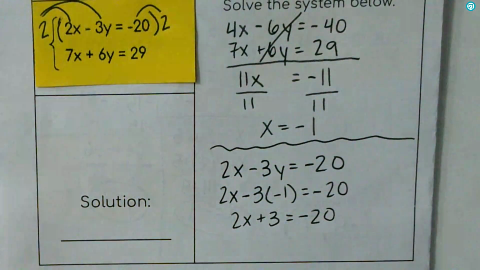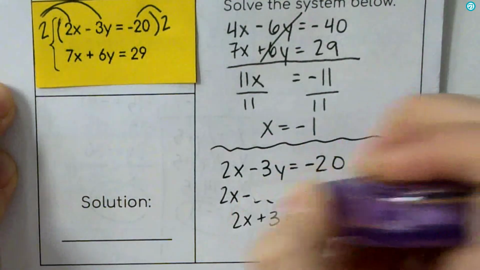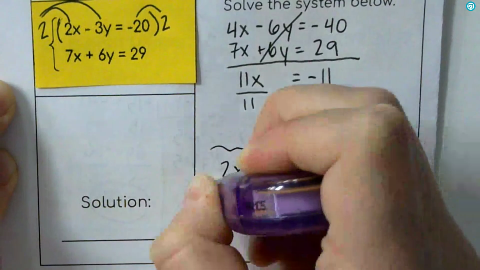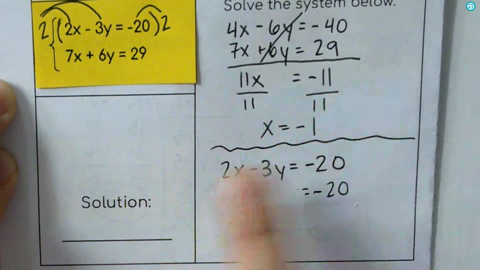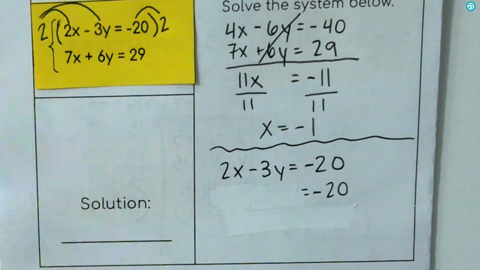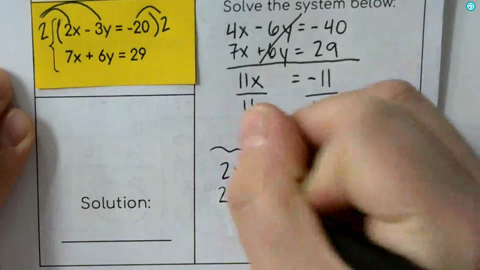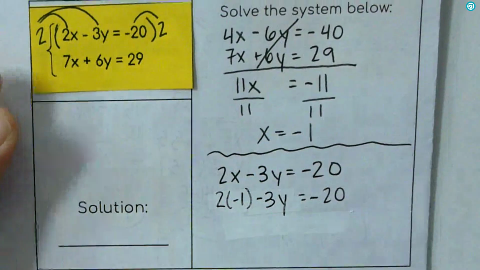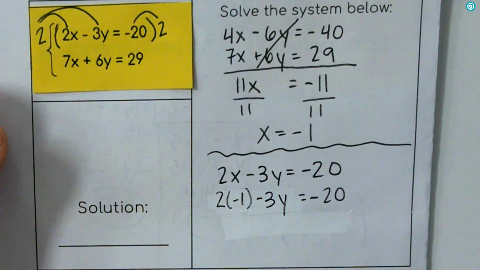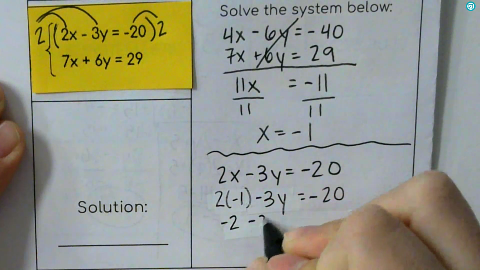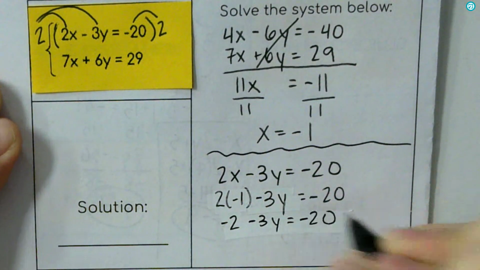Something's wrong. What did I do wrong? I plugged x equals negative 1 in for y. That's an x equals, not a y equals. So it should have gotten plugged in for x. I am so sorry. I was like, this isn't going to work out. So it should be 2 times negative 1 minus 3y. Now we've got 2 times negative 1, which is negative 2, minus 3y equals negative 20.